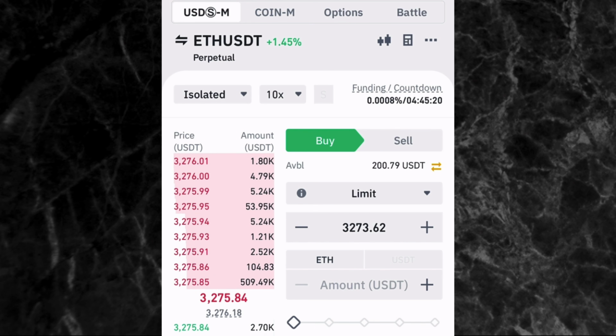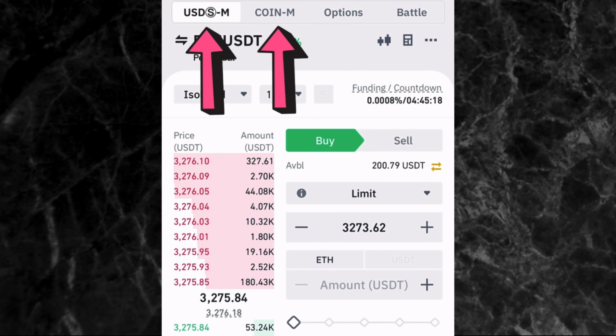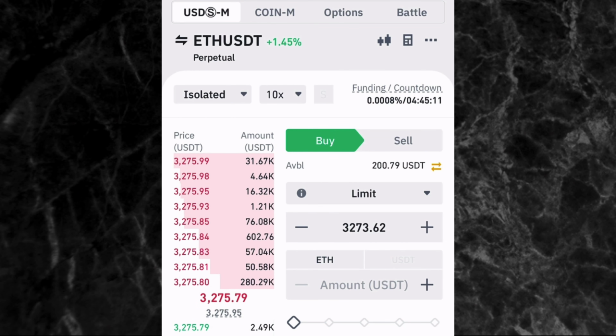Now, the next thing I need to explain to you guys is, as you can see at the top of the screen, where you have USDS-M and Coin-M. They are both futures trading. The difference between these two is the asset you are using to trade. For USDS-M, you are using a fiat currency to trade, and that's USDT. So for this video, I'm going to be using USDS-M futures.